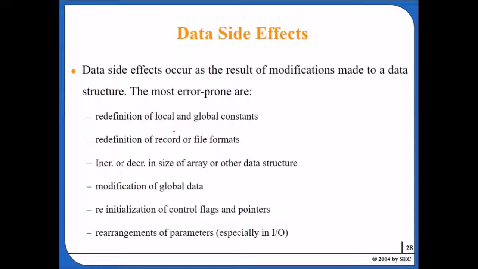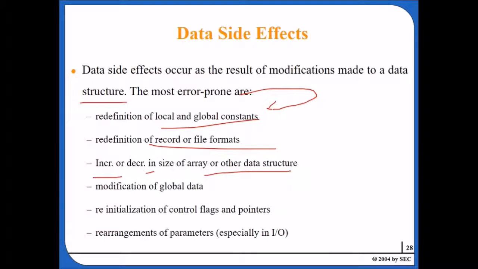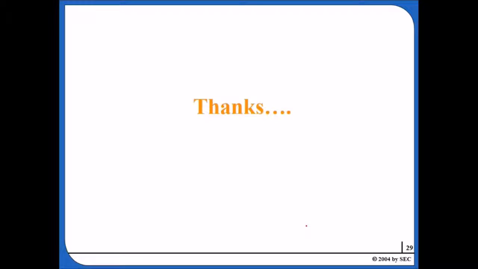Then data side effects. Data side effects occur as a result of modifications made to the data structure. What are the error-prone areas? Redefinition of local or global constants, redefinition of record or file formats, increment or decrement in size of an array or other data structure, modification of global data, reinitialization of control flags and pointers, then rearrangement of the parameters, especially those dealing with input and output. So this was the idea about your software maintenance. Second part we have seen.